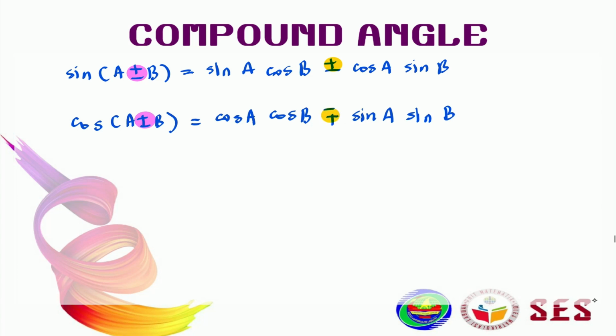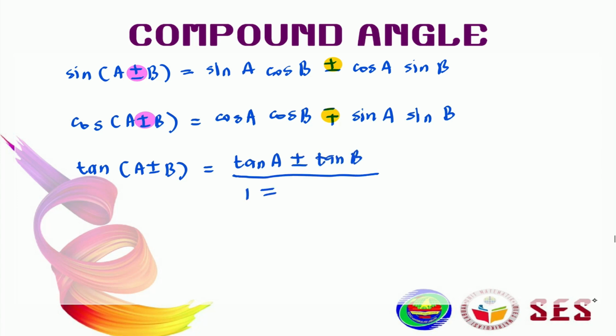And lastly, for tan, if you have tan for A plus minus B, this is equal to tan A plus minus tan B over 1 minus plus tan A multiplied by tan B. So these are the three formulas for compound angle formula. Now, let's see an example on how to use this formula.